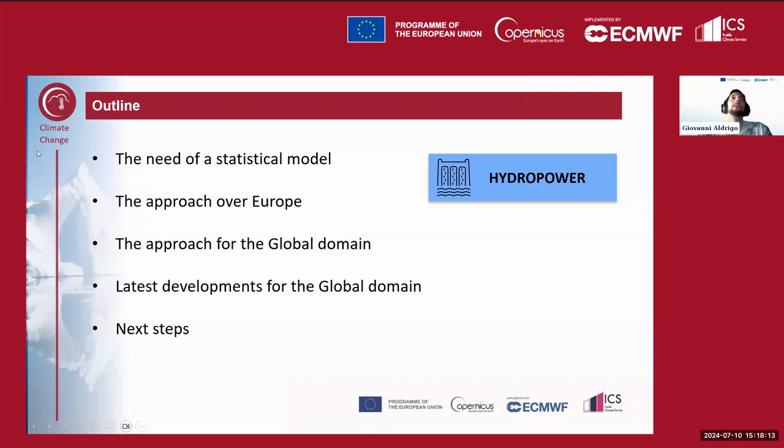So I'll walk you through a bit of an outline. The first thing we'll see very briefly is why we need a statistical model to model hydropower. We'll see the approach we use to model it over Europe, which you see is different from the countries outside of Europe at the moment, mainly due to the data availability. And we'll see a bit the latest developments, mainly for the global domain. And finally, a few of the next steps that we foresee.